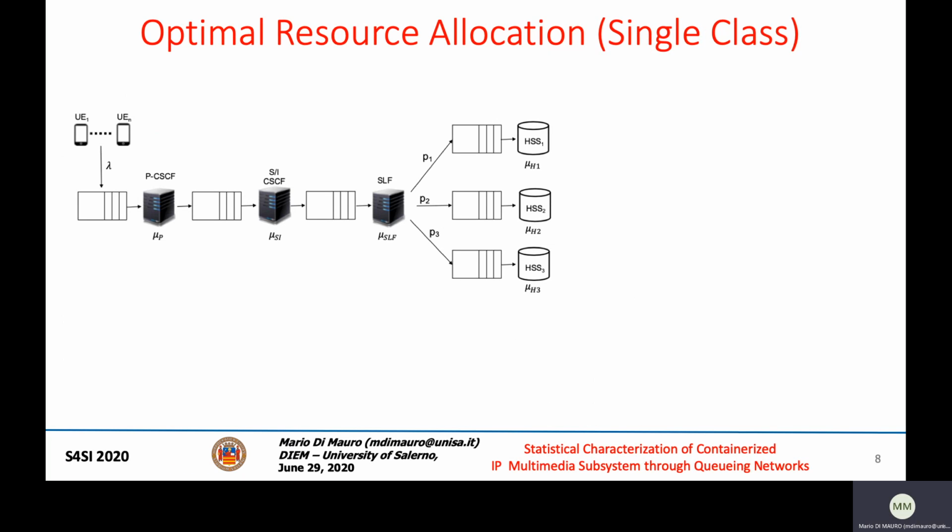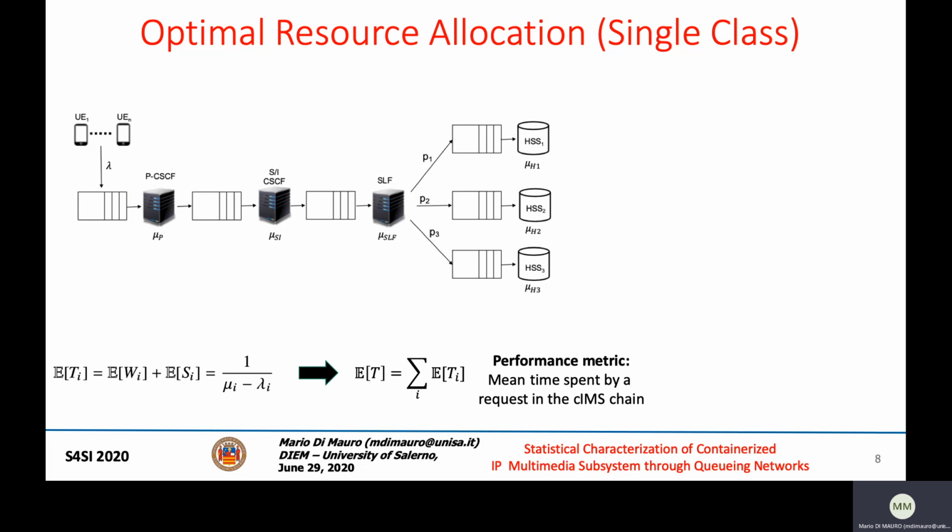To quantify the performance of IMS, we need a performance metric. We start from the mean time spent by an IMS request within a node, which can be seen as the sum of mean time in queue and mean service time. Accordingly, the overall performance metric is the total mean time spent across the whole chain.